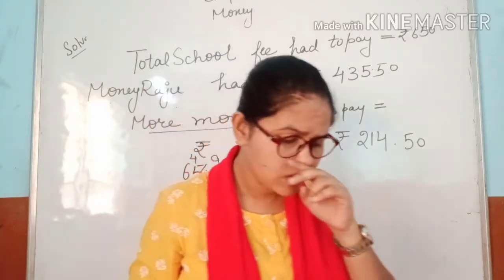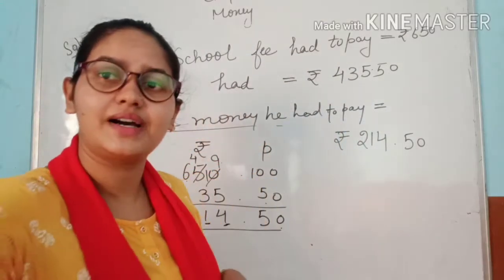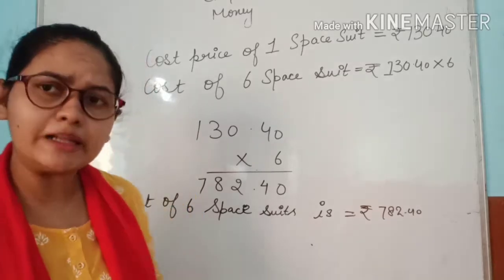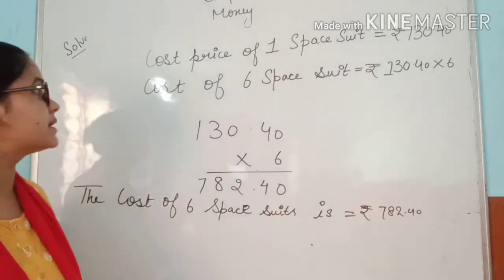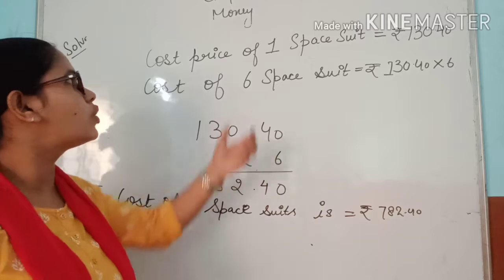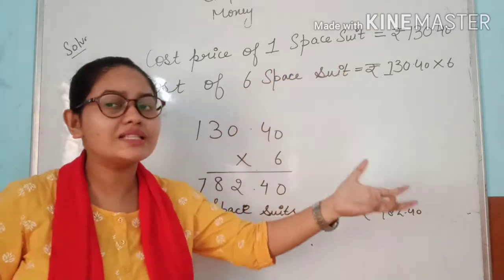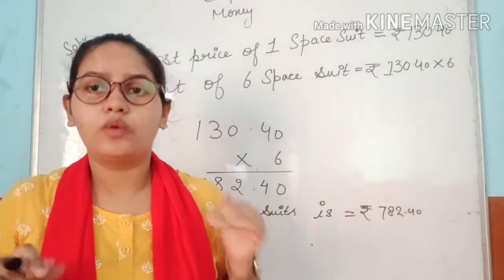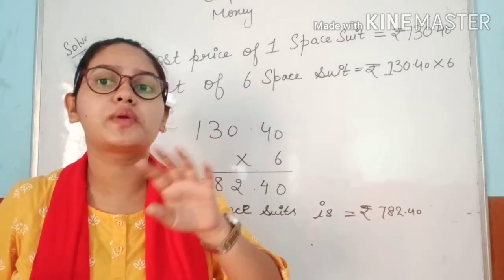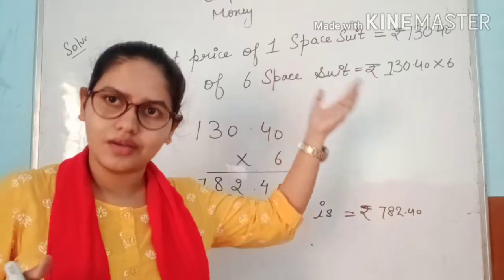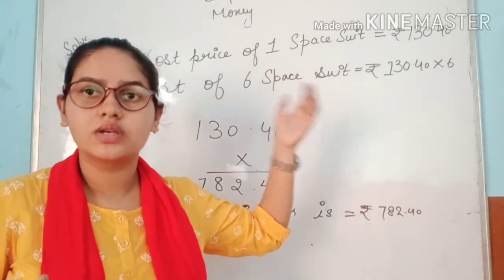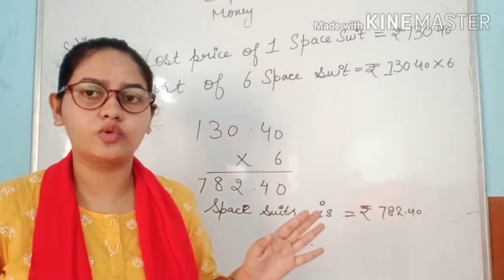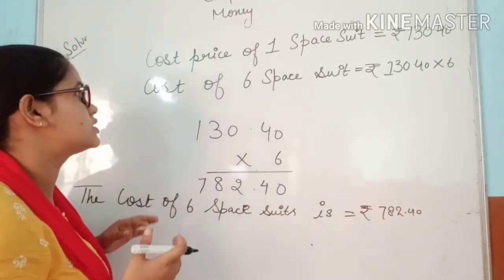Okay, so let's do it on the board again. Let's start our multiplication in this money statement sum. So as we know that the cost price of one space suit is rupees 130.40 paise, right? We know that. And what do we have to find? We have to find the cost price of 6 space suits.